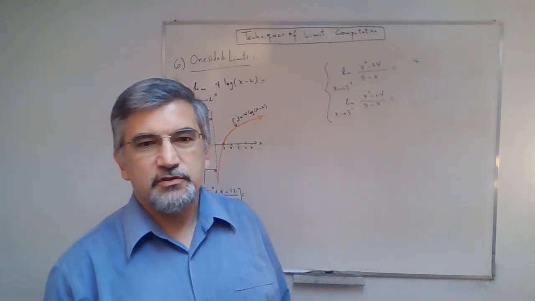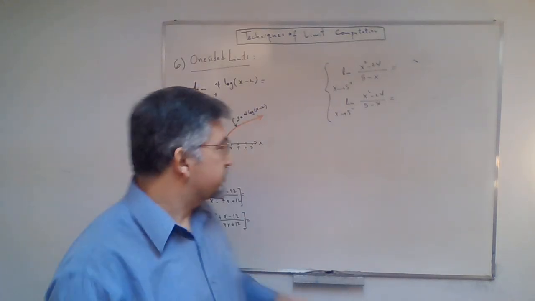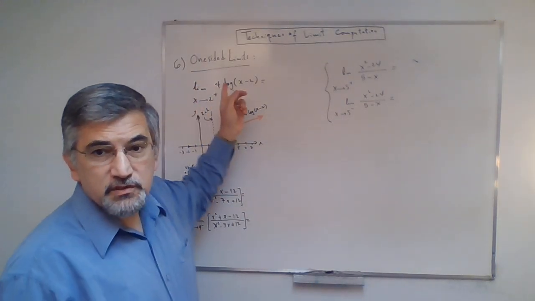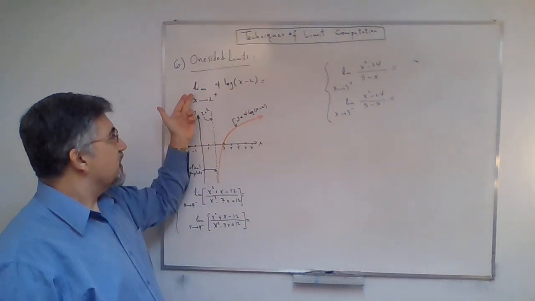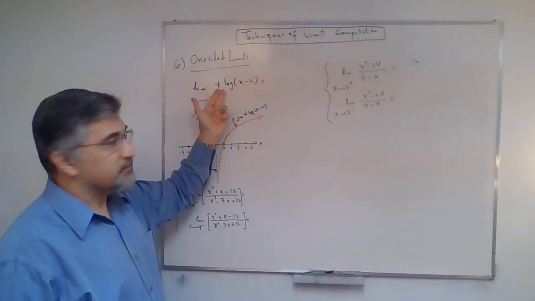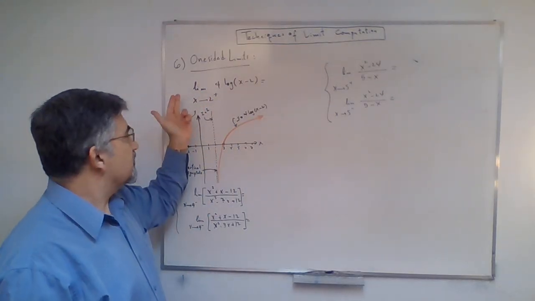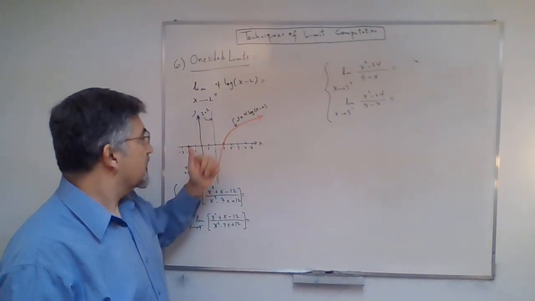We continue our lectures with the techniques of limit computation. This topic is about one-sided limits. We have a logarithmic function, 4 times log of (x minus 2). We want to find the limit of this function when x approaches 2 from the right-hand side.